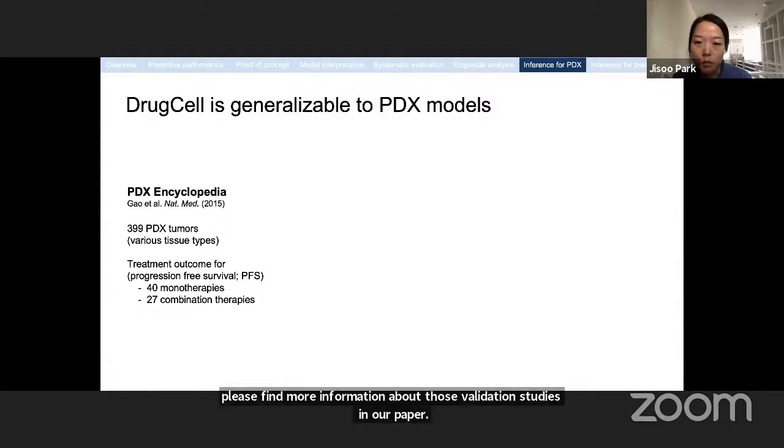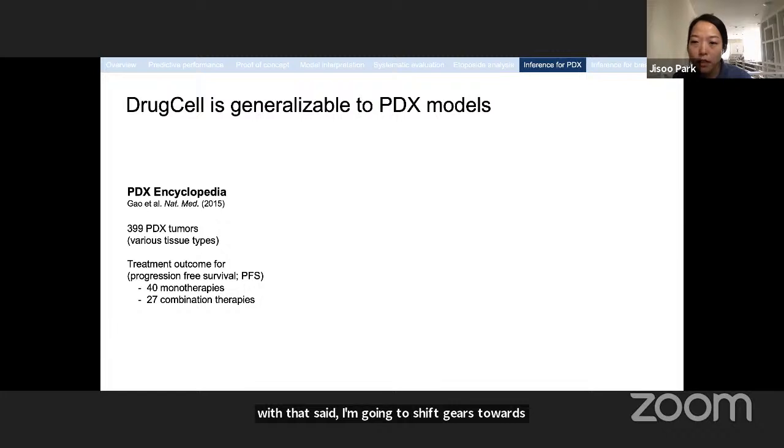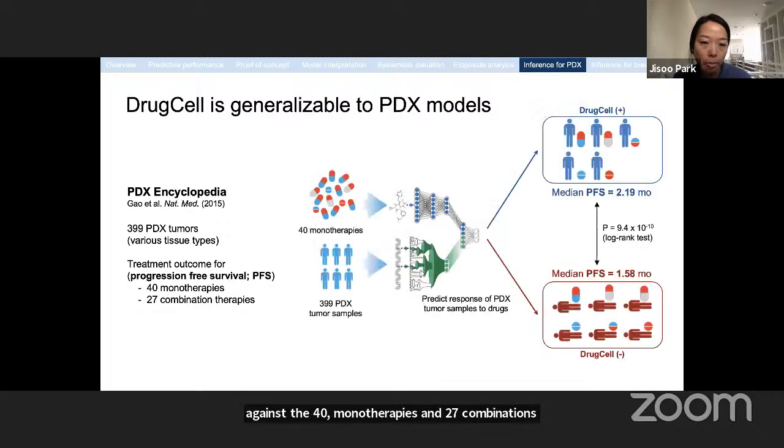With that said, I'm going to shift gears towards a very important evaluation for the model trained using the cell lines, which is whether the model can be generalized to other preclinical models or even patient data. To perform such a validation, I assessed the data in the PDX Encyclopedia, where there are 399 PDX tumors of various tissue types, screened against 40 monotherapies and 27 combination therapies. First, we directly used the DrugCell model, again pre-trained using the cell line data, and predicted the response for the PDX models to the monotherapies.